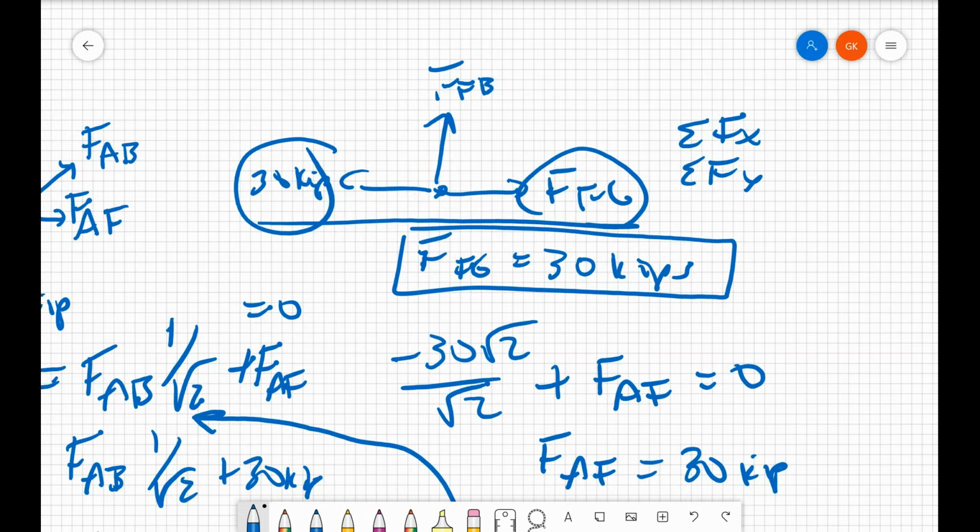So once again, I hope this example helped you. We were using the method of sections and the method of joints, and I will see all of you next time.